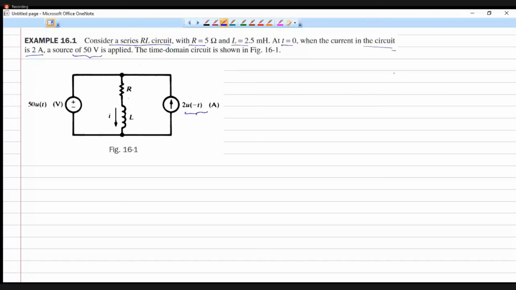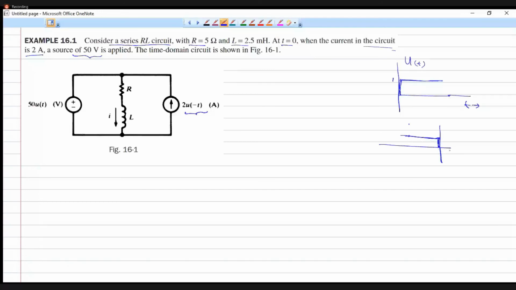What is u of minus t? You already know what is u of t. It will have the shape like this. So this is our u of t. This is having a value 1. So that you can have what is u of minus t. I told you can invert it like this. So this is u of minus t.